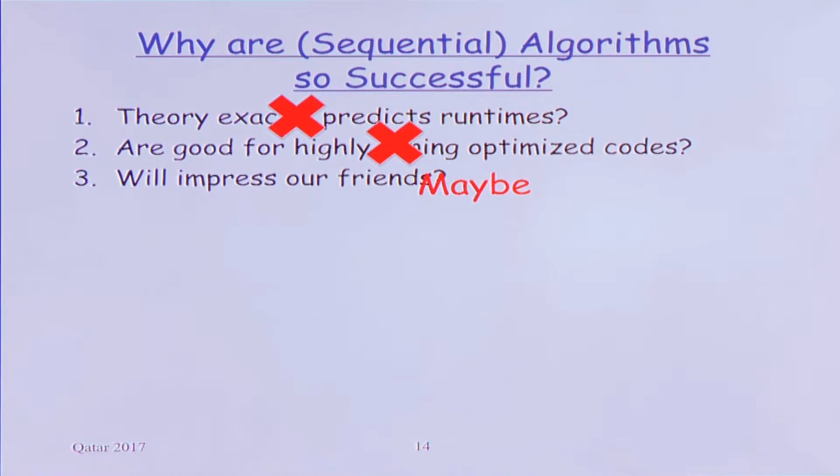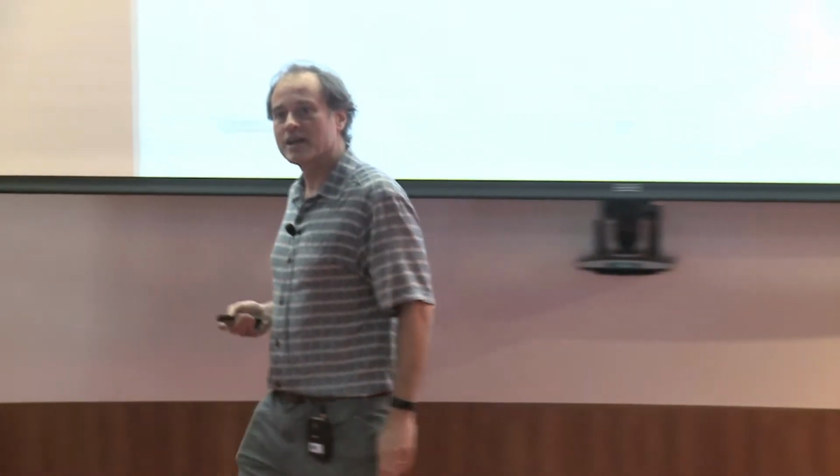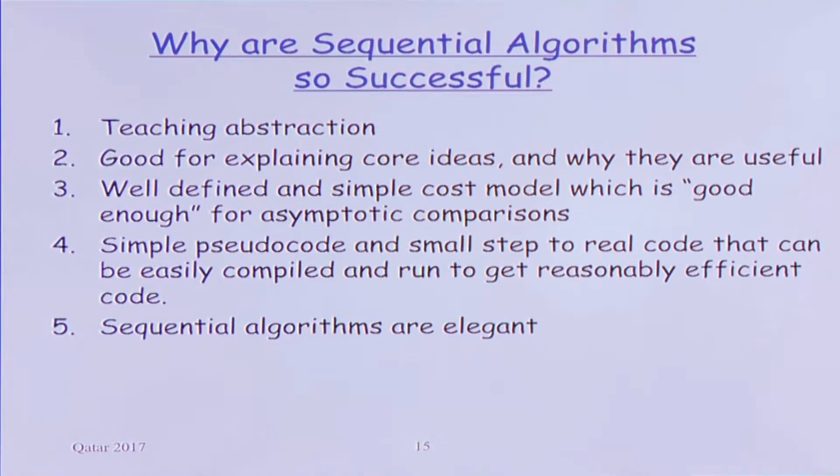Since most of our friends are computer scientists, yes, maybe you can impress your friends with the cool new algorithm you just learned. So that's a maybe. But there's actually a lot of definite yeses why algorithms are so successful. They teach abstraction.